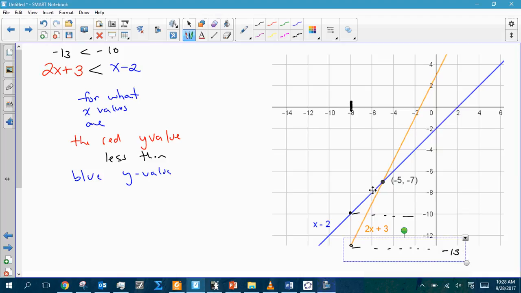Now if I just pick a point like x being -8, we see that the red, or orange, ones are less than the blue ones. So a y value of -13 is less than a y value of -10. Hopefully you recognize and you can argue that in all of that picture there, the orange ones are below the blue ones.